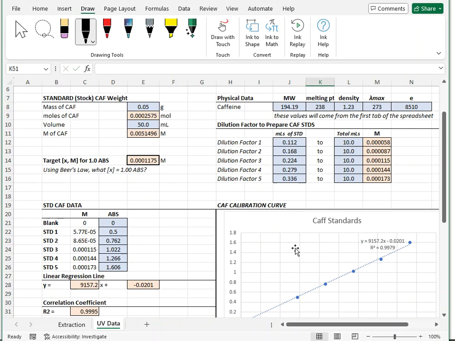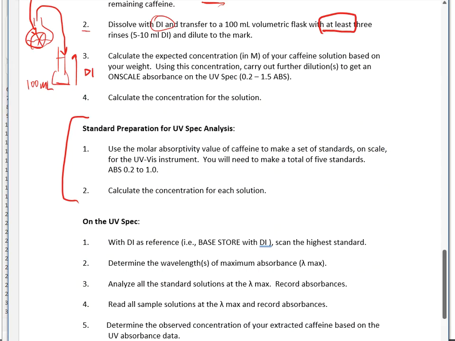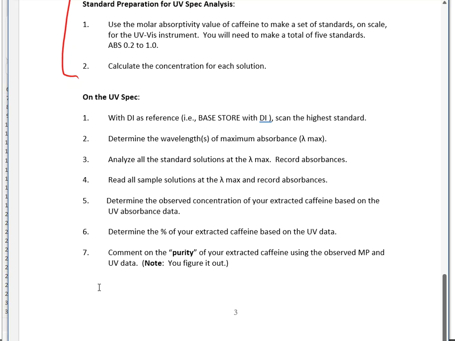All right, so that is the second tab, and that is the second part of this lab experience. That's what you're going to see here in the next section of the lab document. It says using DI as your reference, put that into your UV, and then take one of your standards, your high standard typically, and we're going to scan it in order to get a lambda max. Once I get the lambda max, we're going to analyze all of the standards and the sample at that lambda. Everything gets analyzed at the same wavelength.